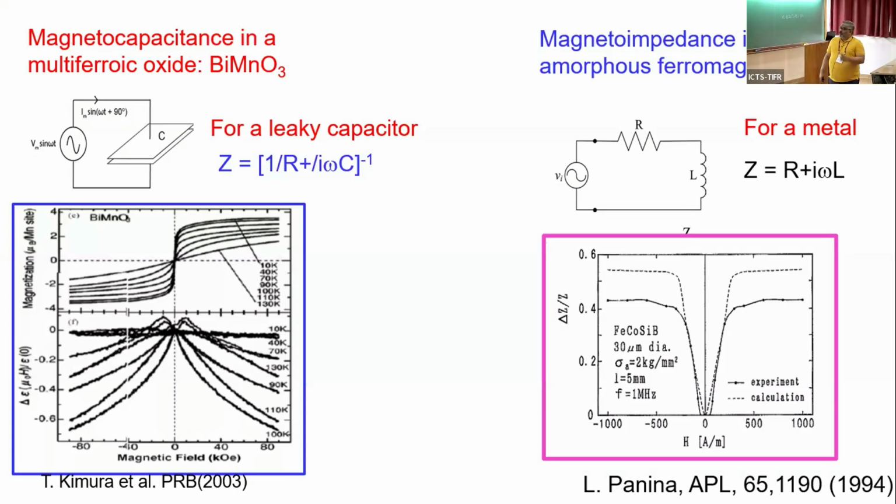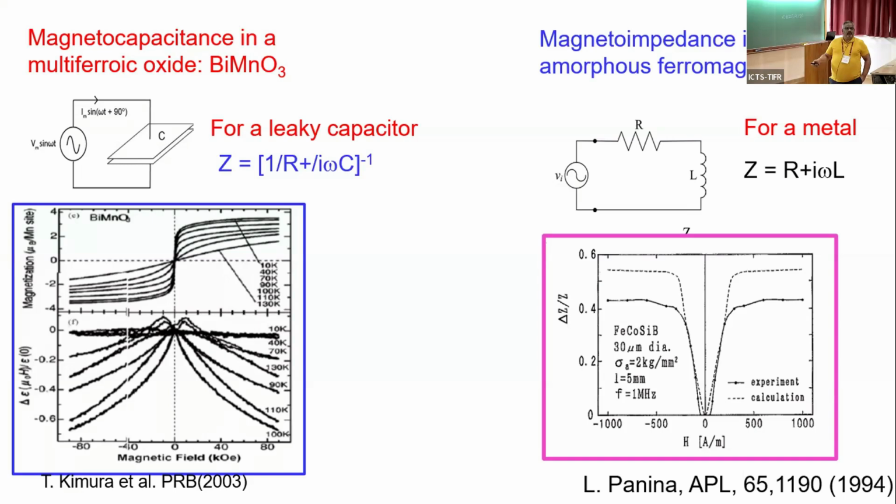But on the other hand, in 1994, there was work on what is known as magnetoimpedance in amorphous ferromagnets. These are metallic ferromagnets, either completely amorphous or nanocrystalline materials, which can be considered as a combination of the resistance and the inductance in series, Z = R + iωL. Here, when you apply the magnetic field, the impedance changes rapidly at low field and then tries to saturate. So this is the magnetoimpedance effect.